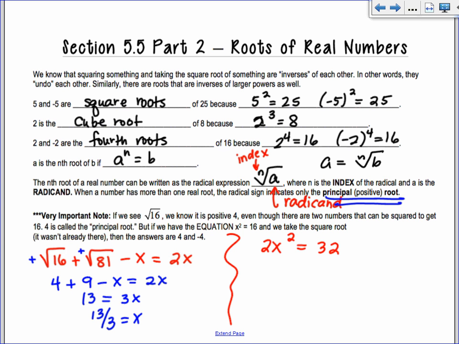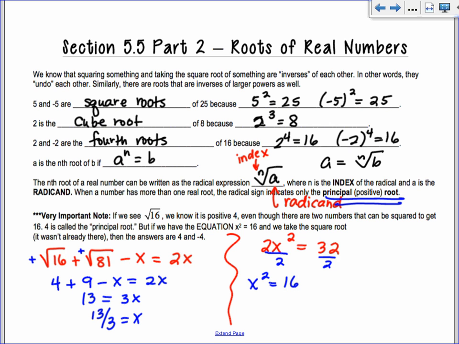All right, the other type of problem is like this. So if I have 2x squared equals 32, I would first divide by 2, and I get x squared is equal to 16. Okay, but I want to solve for x. Do you guys agree that there's two solutions? Right, 4 squared gives me 16, and negative 4 times negative 4 gives me 16. Do you guys see it?